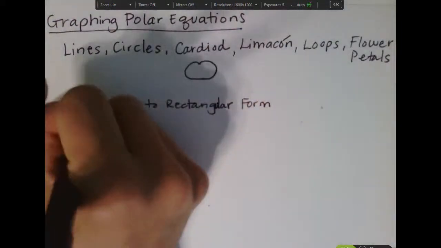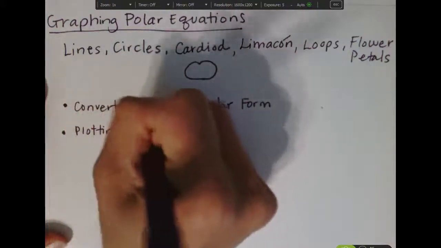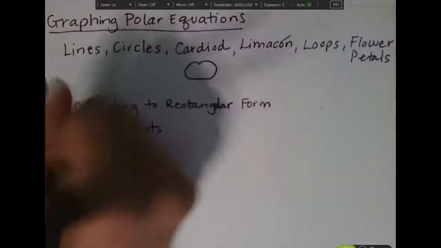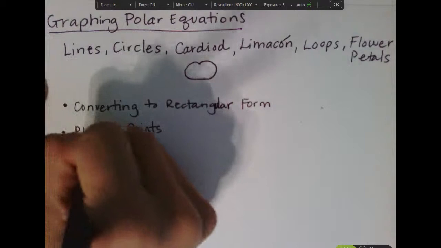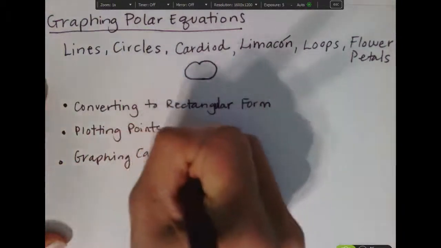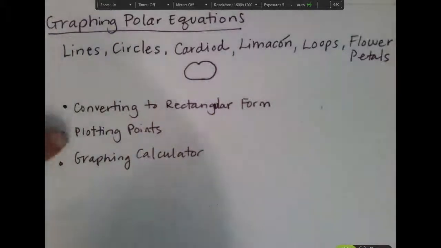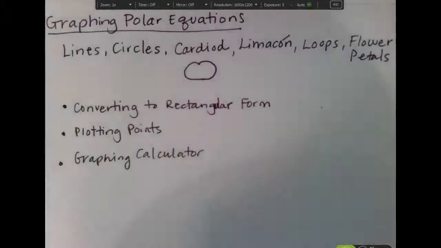Another method is going to be plotting points. And then, of course, you have your graphing calculator, which can help you as well. So I'll go into some detail about converting to rectangular form, plotting points, and using your graphing calculator to graph polar equations in my next video.